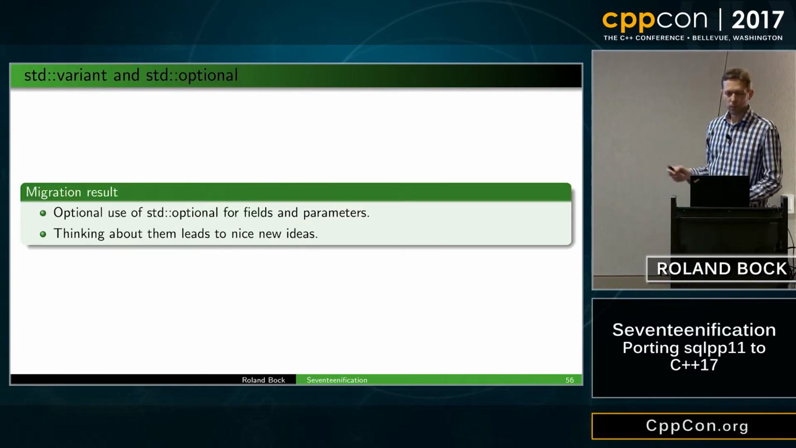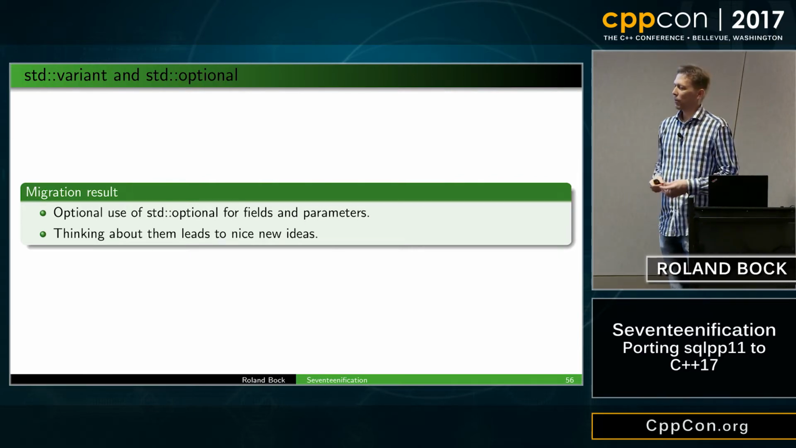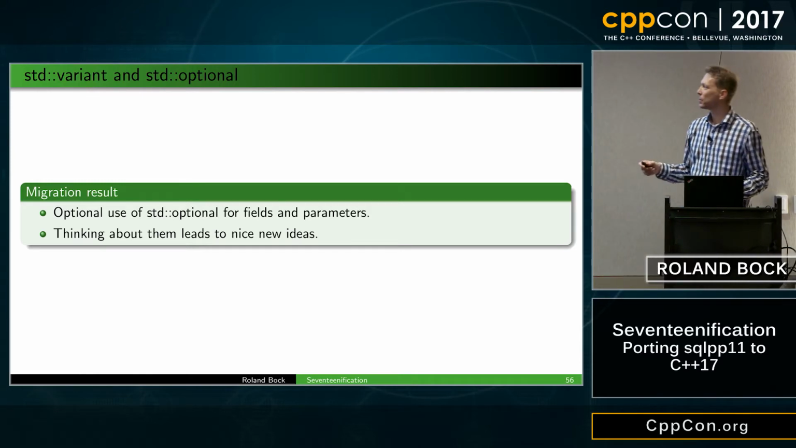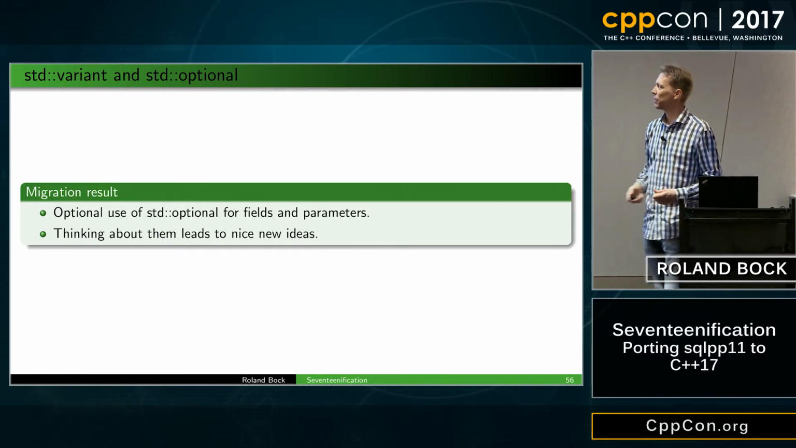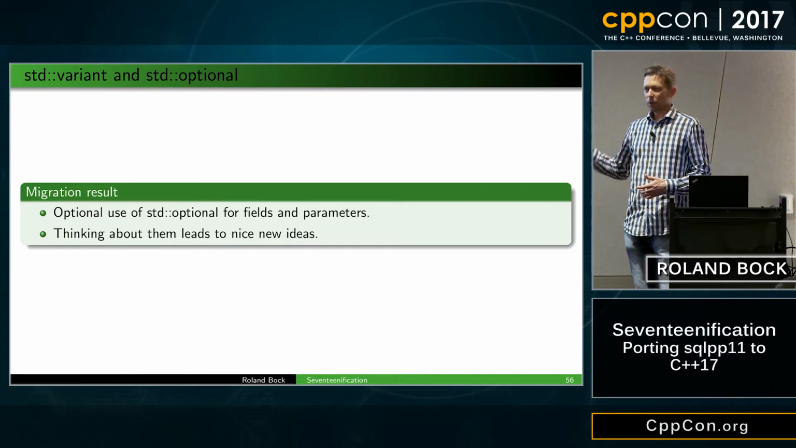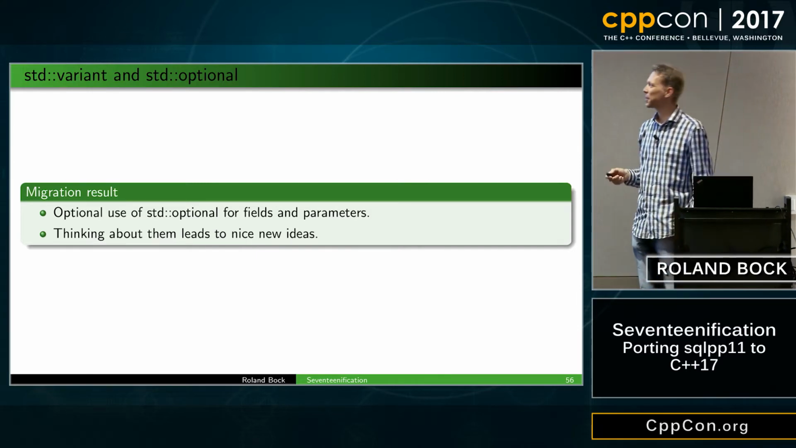Cool. So even though I didn't use variant in the end, it gave me new ideas of how to do it. It basically led me to the idea of using optional. So yeah, thinking about C++17 features may be helpful, even if you end up not using them. That's a nice thing about this.